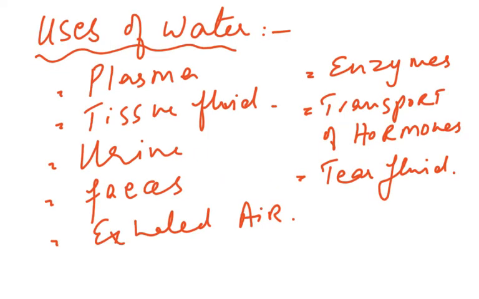Now, what are the uses of water? Number one, plasma is all water. Tissue fluid, urine, feces, all have water in it. Exhaled air contains water vapors. All enzyme reactions take place in a watery medium. Transport of hormones in the plasma is also a watery medium in which they are transported.